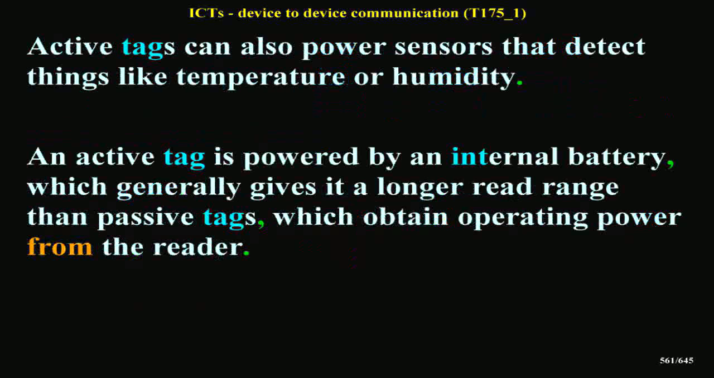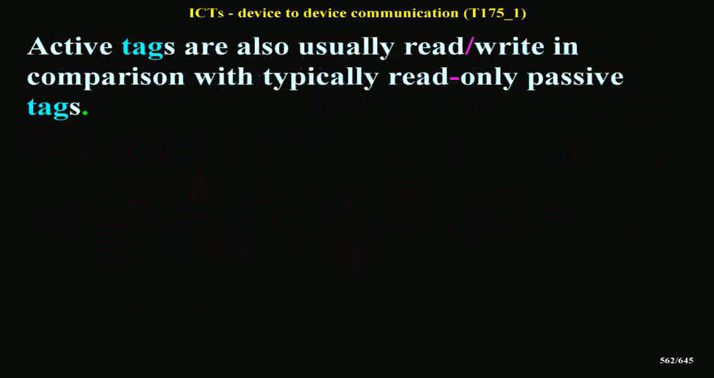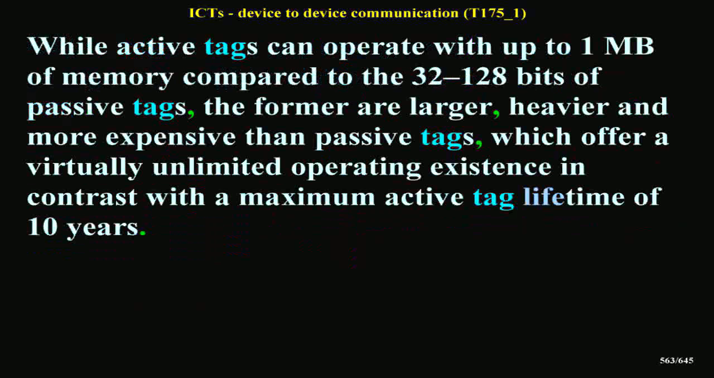Active tags can also power sensors that detect things like temperature or humidity. An active tag is powered by an internal battery, which generally gives it a longer read range than passive tags, which obtain operating power from the reader. Active tags are also usually read-write in comparison with typically read-only passive tags.